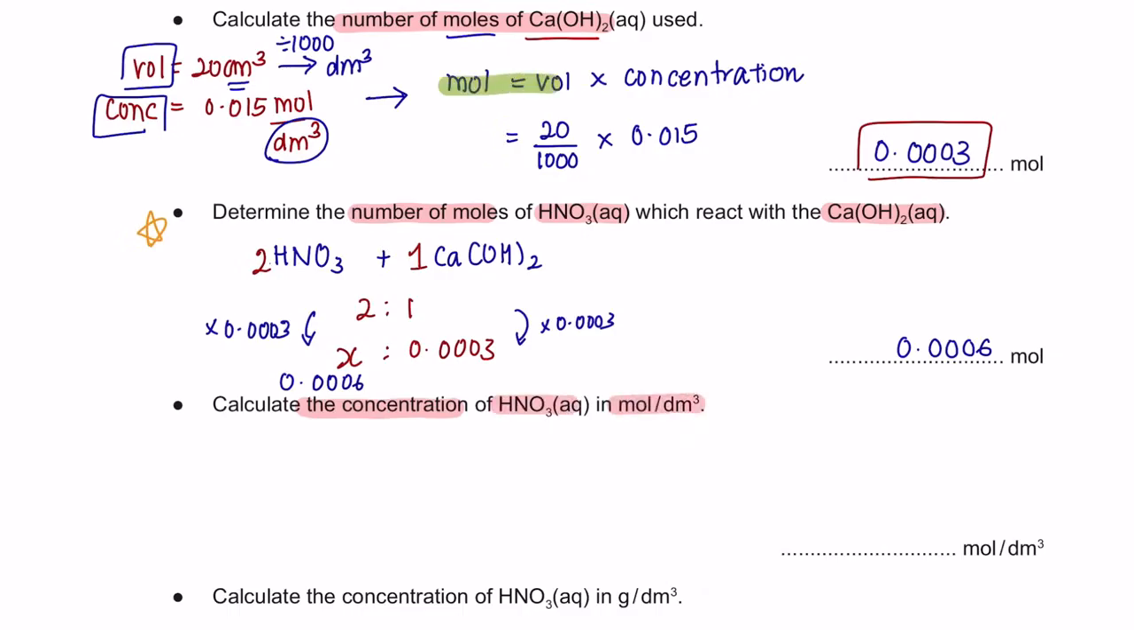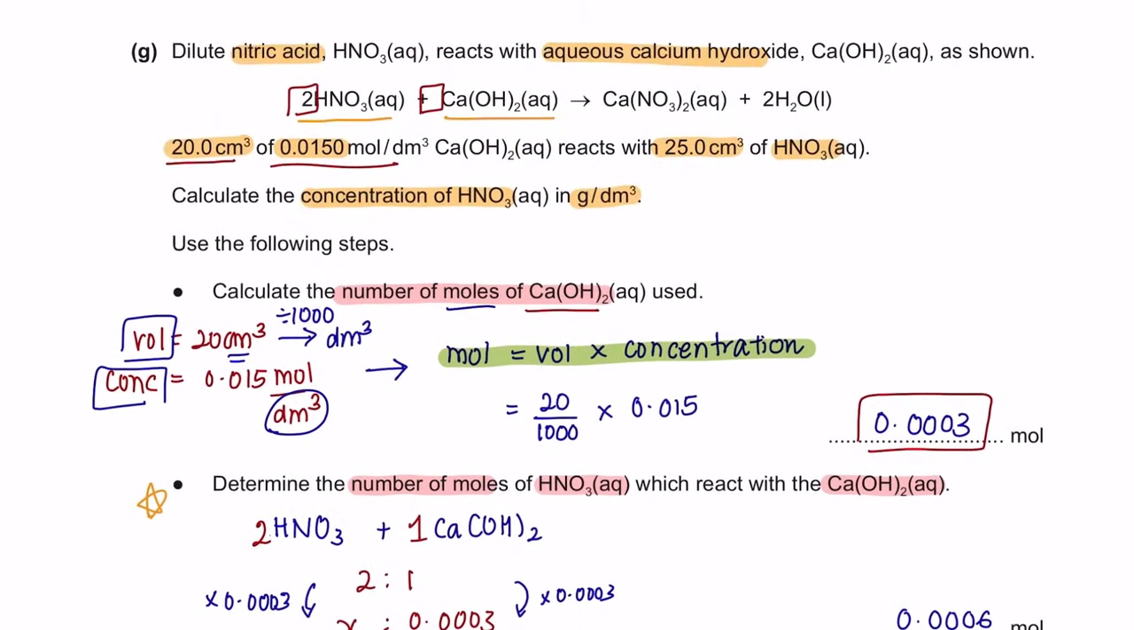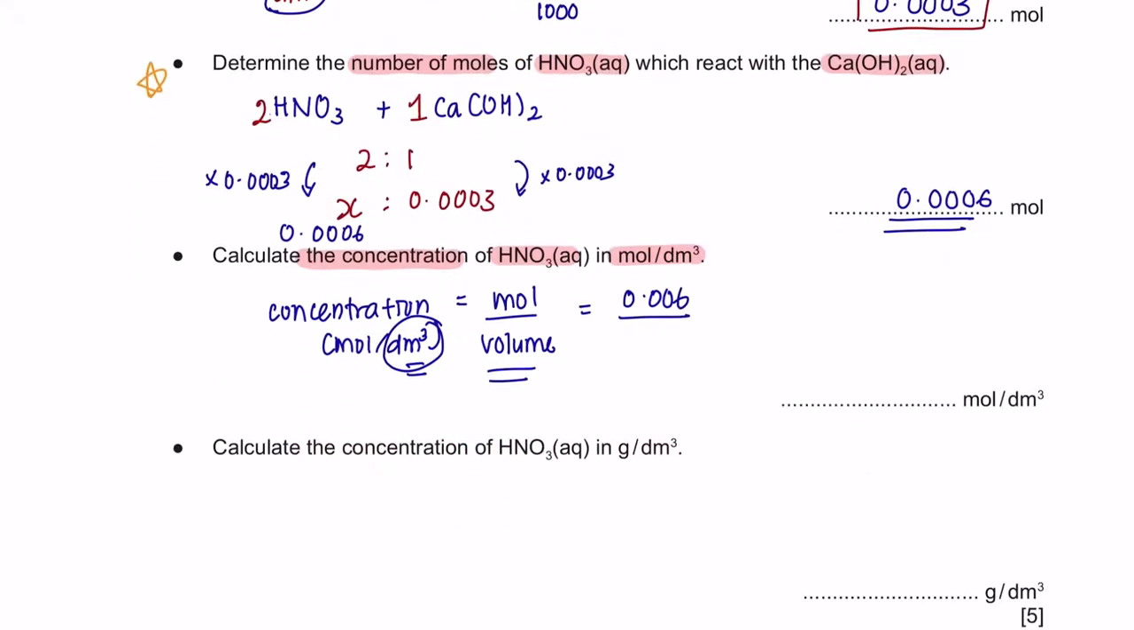So we're going to use the same formula here, but this time rearrange it to find concentration, which is mole over volume. So the mole has been found in step 2 and we're going to divide it with volume. Remember that volume has to be in dm³. The volume of nitric acid has been given to us, which is 25 centimeter cube. So 25 centimeter cube to dm³ would be by dividing 1000. And the concentration would be 0.024.